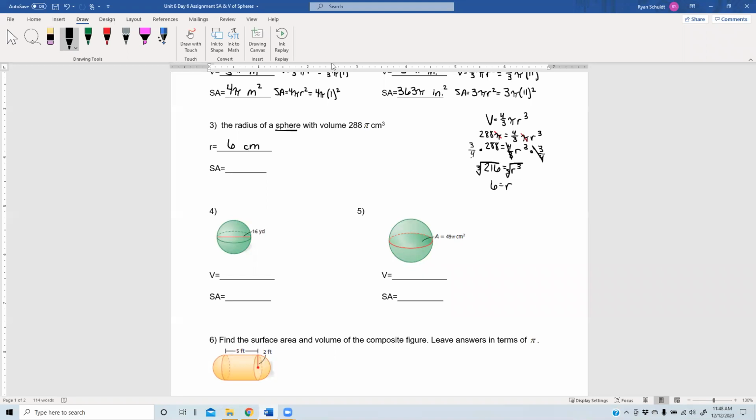Now they ask us for surface area. So that's going to be 4 pi r squared. We just said the r was 6, so plug that in. And that'll get us 144 pi centimeters squared. So that's our final answer, 144 pi centimeters squared.